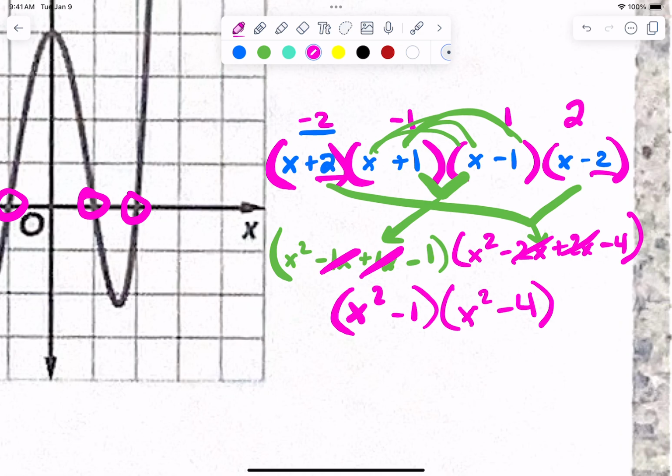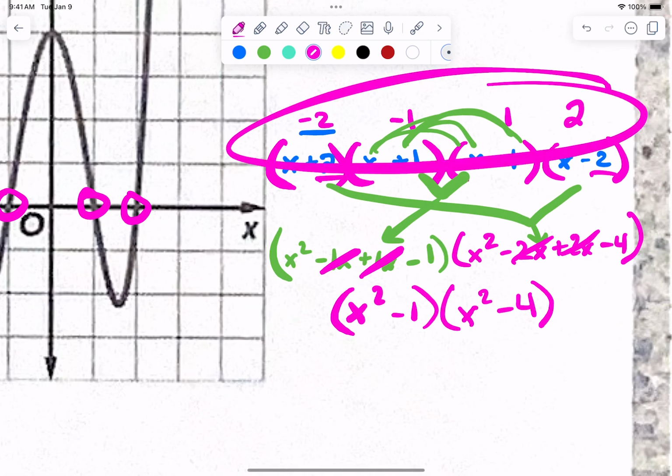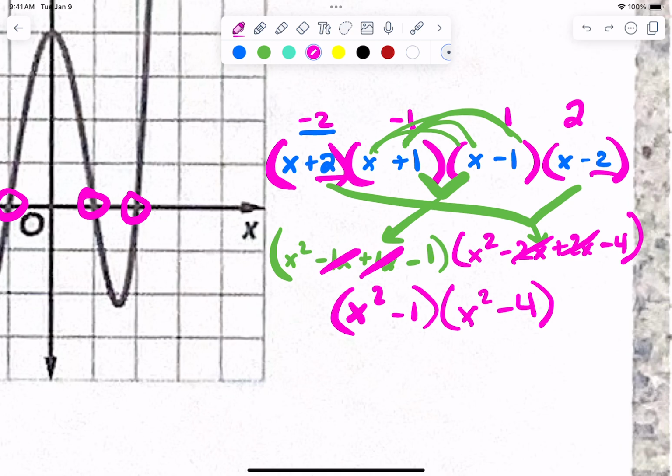Now what do we do? Make them equal to 0? Nope, because then that'll get us back to this part. You're done? Not yet. FOIL it again. Now we have to FOIL those to get one big polynomial.